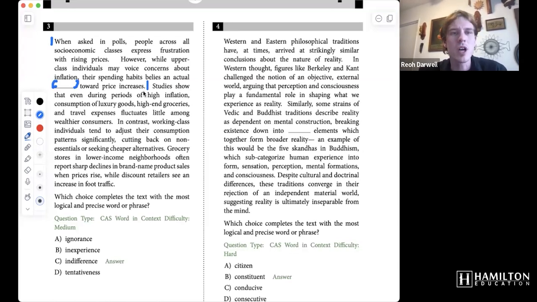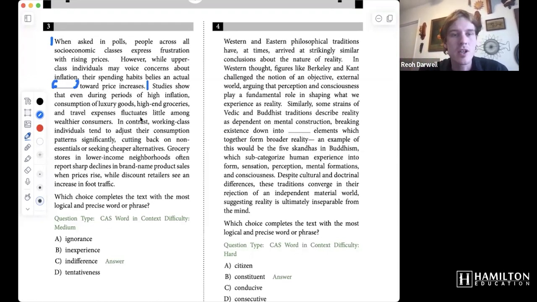Why? When asked in polls, people across all socioeconomic classes express frustration with rising prices. Okay, everyone's upset about rising prices. While upper class individuals may voice concerns about inflation, their spending habits belies, okay, meaning reveals, an actual something toward price increases. Okay, so if they're frustrated with rising prices, it could be they maybe just don't know about price increases. It could mean that they are unfamiliar with them. It could mean that they are really happy with them. It could mean that they're really unhappy with them. Right? There's all sorts of things that could fit before the word increases. We need to see what the study says to know what kind of word needs to go there.